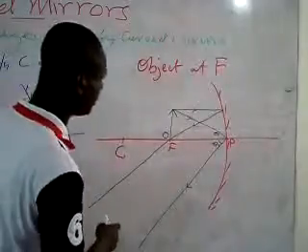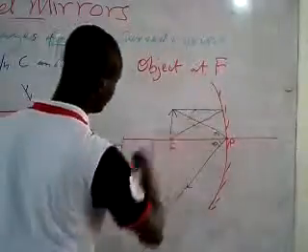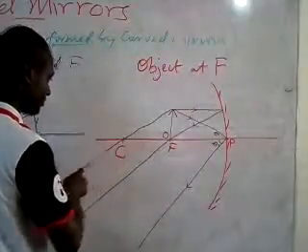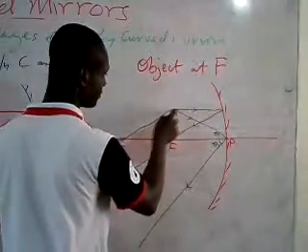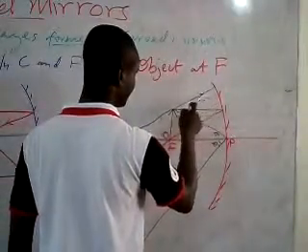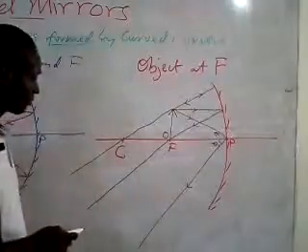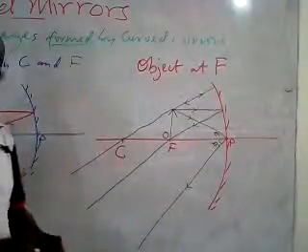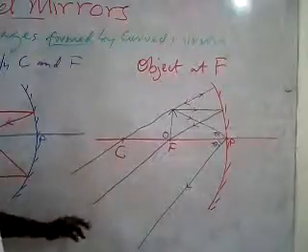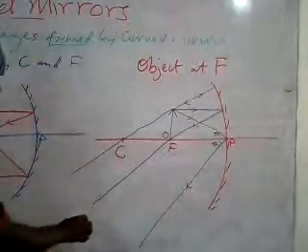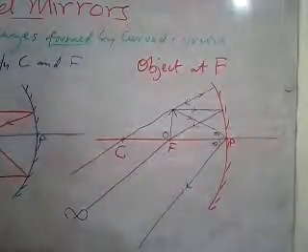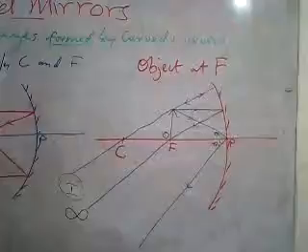And then some of the rays will also pass through the center of curvature, hitting the mirror, and they are going to reflect back along the same path. You see that none of the rays intersect. They are going to intersect at infinity, and at this particular point we say that the image is formed at infinity. The image will be produced at infinity.